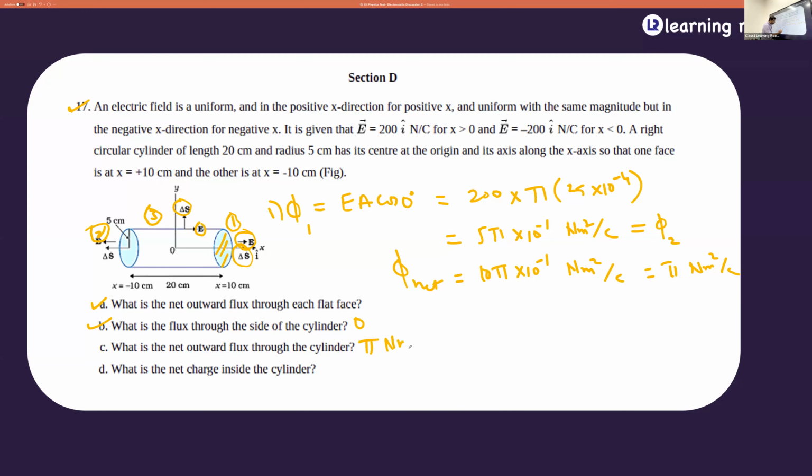Pi Newton meter square per coulomb. What is the net charge inside the cylinder? So basically you got pi, no? Pi multiplied with epsilon naught coulomb. Total flux multiplied with the epsilon naught value. Clear, guys? Yeah.